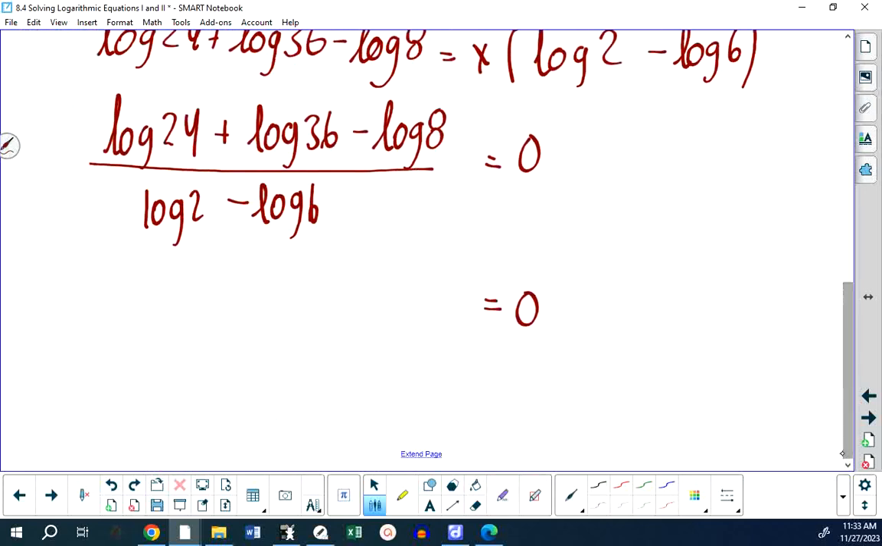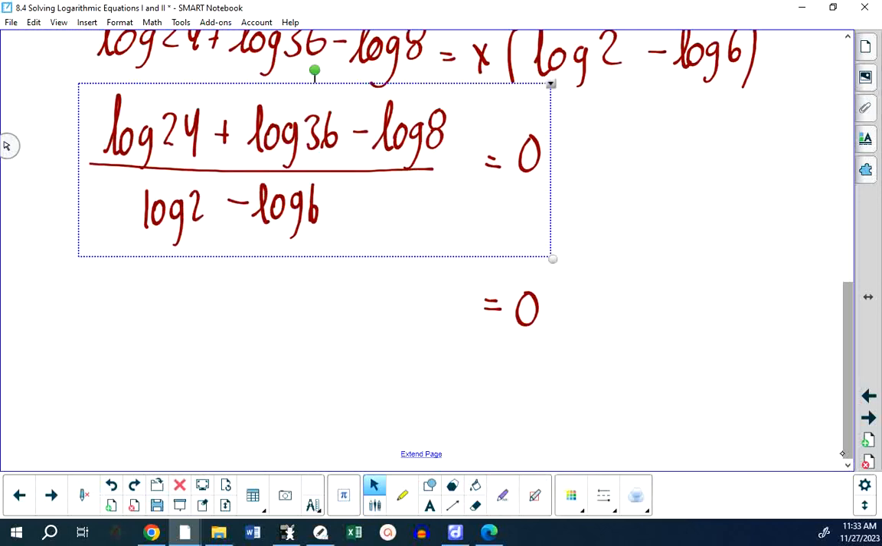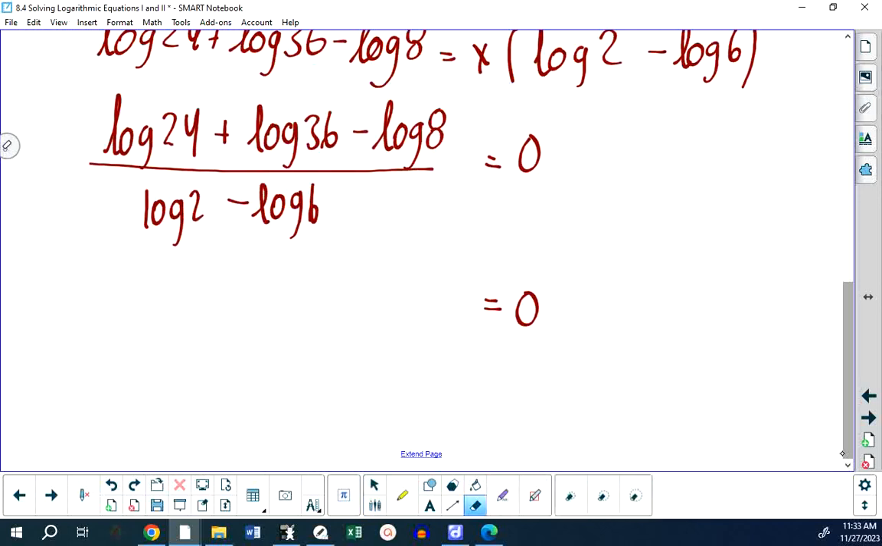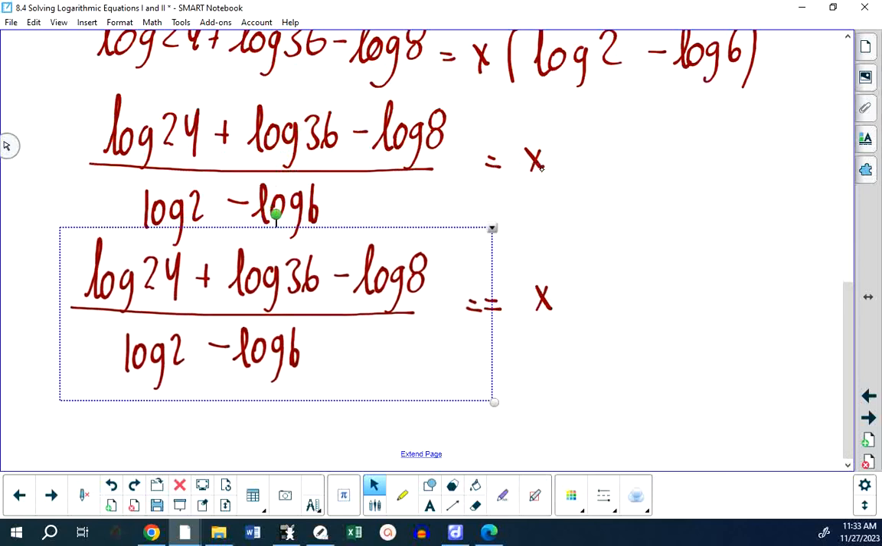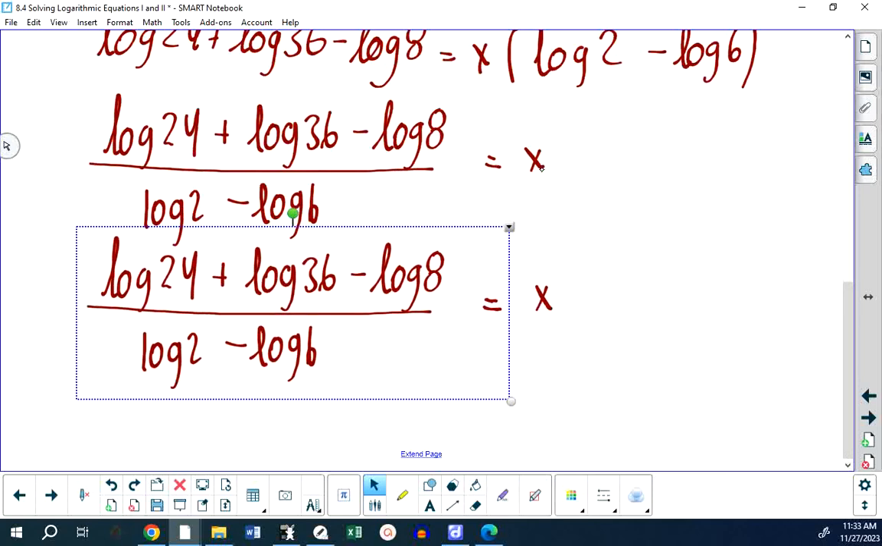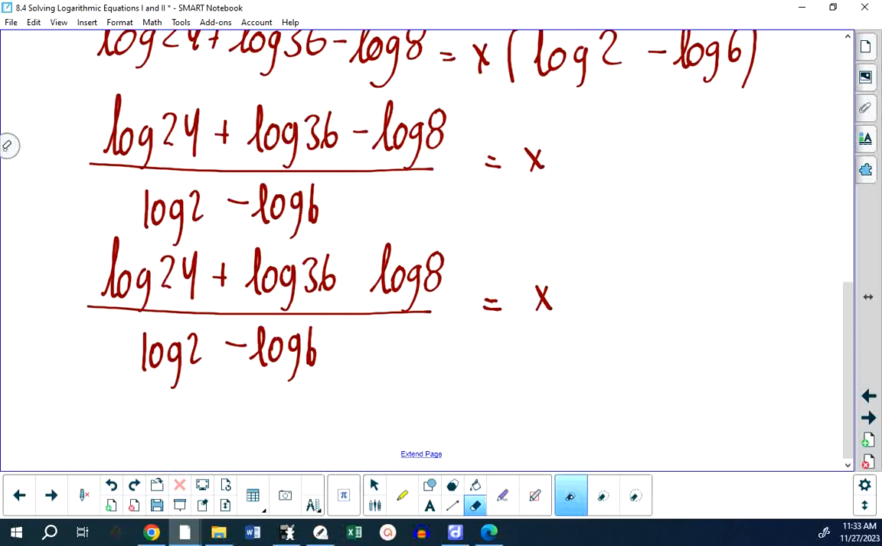Had you decided to go the other way, then you would have gotten the following. I did that this morning too. That's an x, not a 0. Then you would have done the following. You would have moved everything to the other side, and what would have happened is you would have got negative here, positive here, negative here, and positive there.